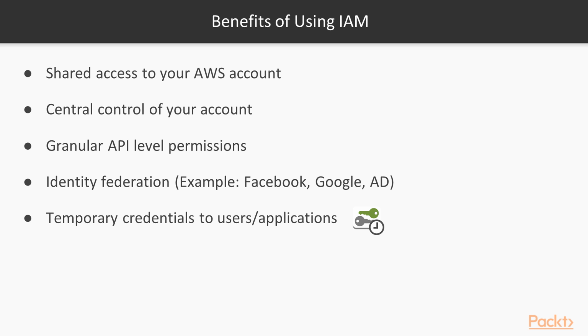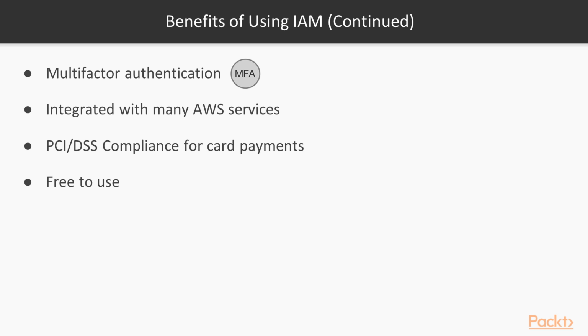Then you can have identity federation, for example, with Facebook, Google, or Active Directory. That means that the users first authenticate using their credentials with Facebook, Google, Active Directory, or some other service, and only after they have been authenticated, they can actually use your service. Temporary credentials to users' applications are also offered using IAM. Multi-factor authentication.